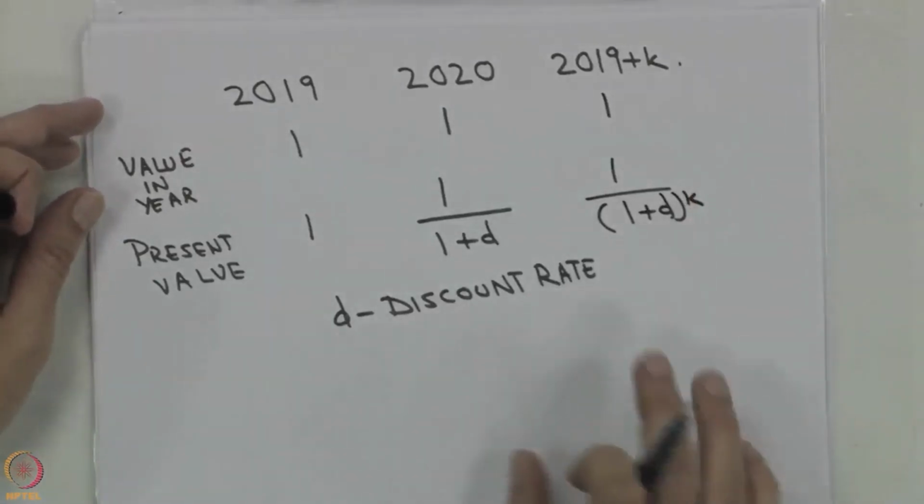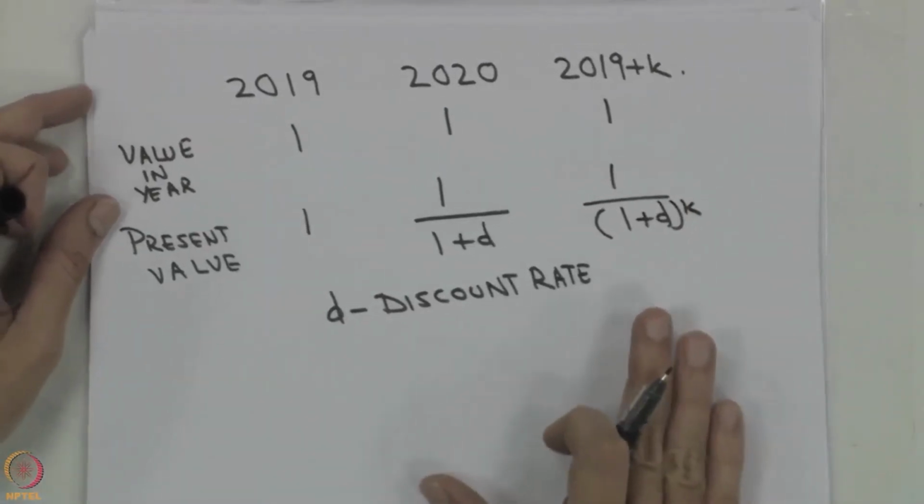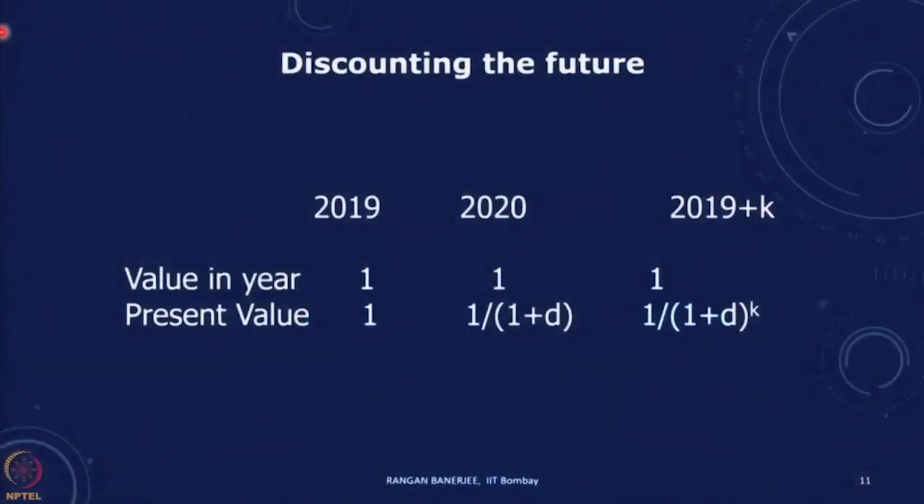Okay. So, this just means that we take any future cash flow and we bring it into its equivalent present value by dividing by this 1 plus d. We are discounting it, or reducing it, to bring it into the present value. Now, let us try to understand what this value of discount rate means.